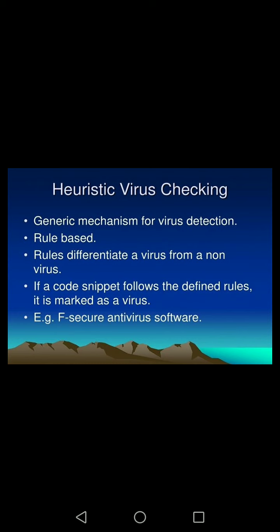Heuristic virus checking. Generic machines for virus detection. Rule based. Rules differentiate a virus from a non-virus. If a code snippet follows the defined rules, it is marked as a virus. These are the heuristic checking. You have to make some rules for your antivirus software so that it will detect and work automatically, and scan your computer in the time duration.